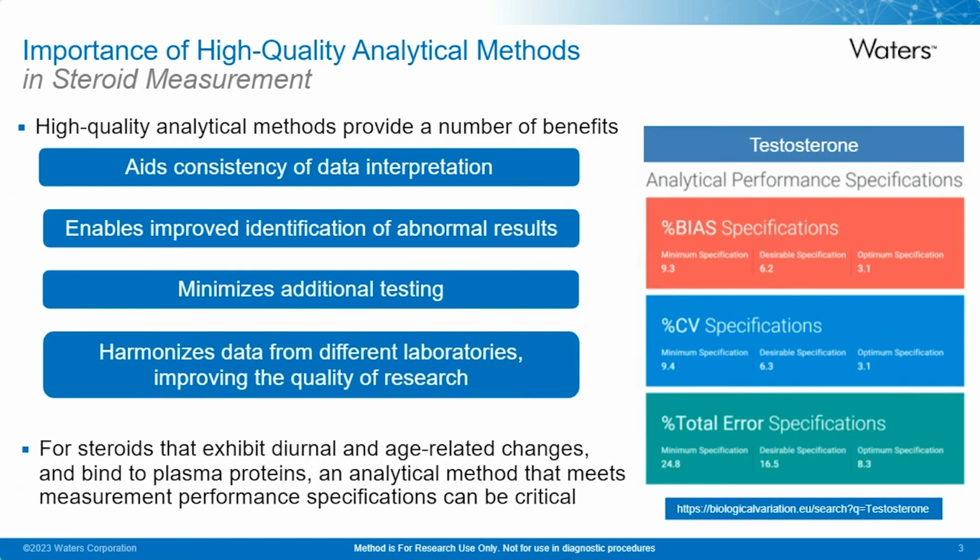For steroids that exhibit diurnal and age-related changes, in addition to plasma protein binding, an analytical method that meets the measurement performance specifications can be critical. And as you can see on the right-hand side of the slide, a steroid such as testosterone falls into this category, and based on biological variation, in this case taken from the EFLM database, the desirable bias and precision specifications are around 6%, indicating the need for a high-quality analytical method associated with this analysis.